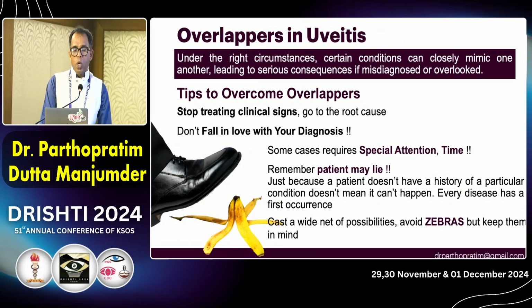Now tips to overcome the overlappers: stop treating the clinical signs. For example, in the first case, why we made the mistake, we tried to treat the exudative RD without knowing the root cause of the exudative RD or the SRF in the fundus. The subretinal fluid in the fundus was because of the CSR, not because of the VKH, but we did not try to delineate that cause and tried to just treat that SRF, and that's why we made the mistake. So clinical signs should not be treated, go to the root cause, why that clinical sign is occurring.